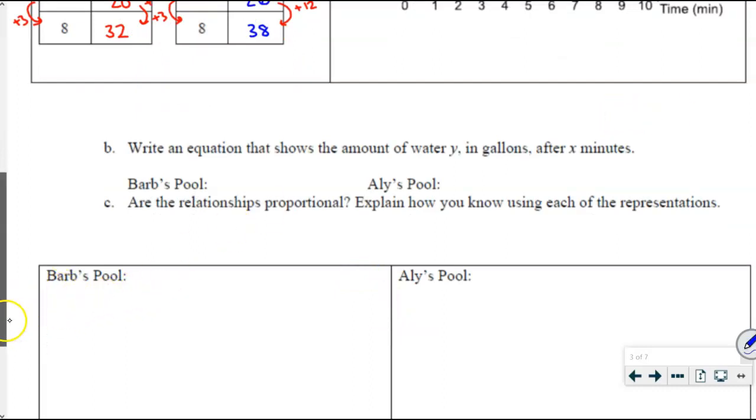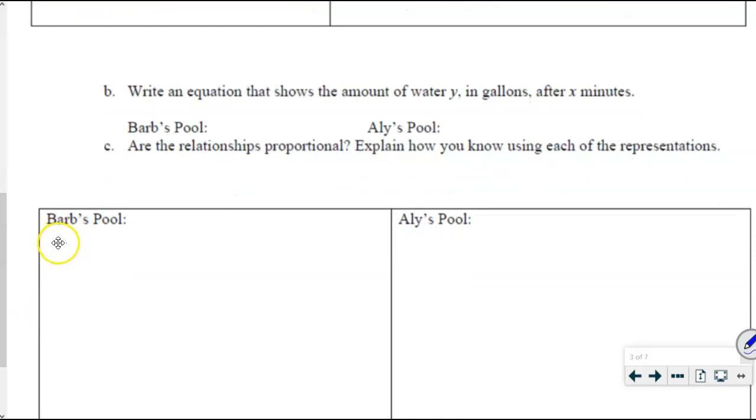So what that's going to look like down here. You're going to say it's proportional and I can see it in the table by this. It's proportional and I can see it in the graph by looking at this. It's proportional and I can see it in the equation by looking at this. Or if it's not proportional, those same things. So you're going to talk about what it looks like in the table, what it looks like in the graph, and what it looks like in the equation.